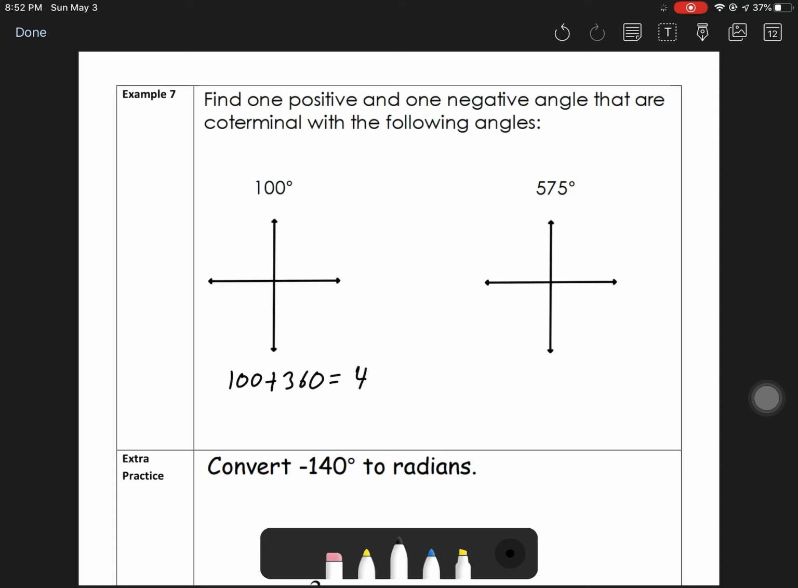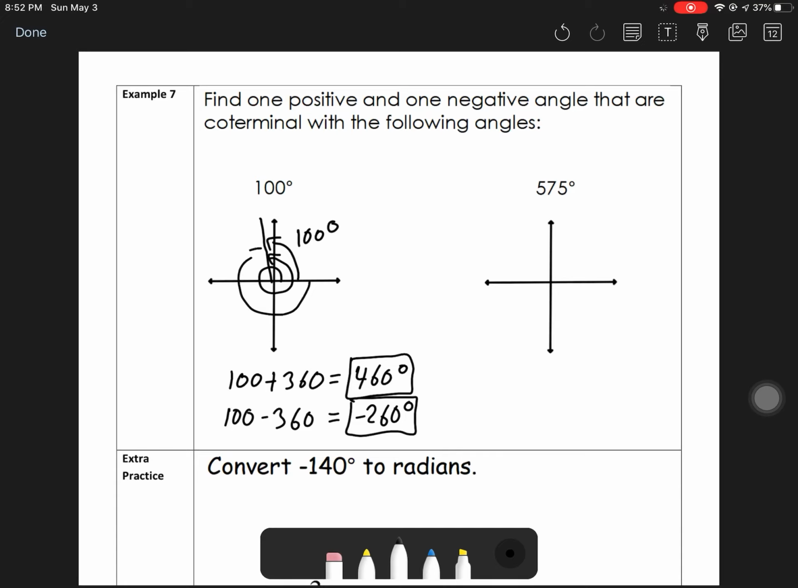So if I add 360, I get 460, and 100 degrees is about right there. So if I draw my angle, here's 100 degrees. So 460 is a positive coterminal angle since it's a positive number and it's not exactly 100. Or I can subtract 360, which would be negative 260. So here I get my negative coterminal angle. So for 460, I would just go all the way around like that. And then for negative 260, I would just go backwards like that. That would be my negative 260.